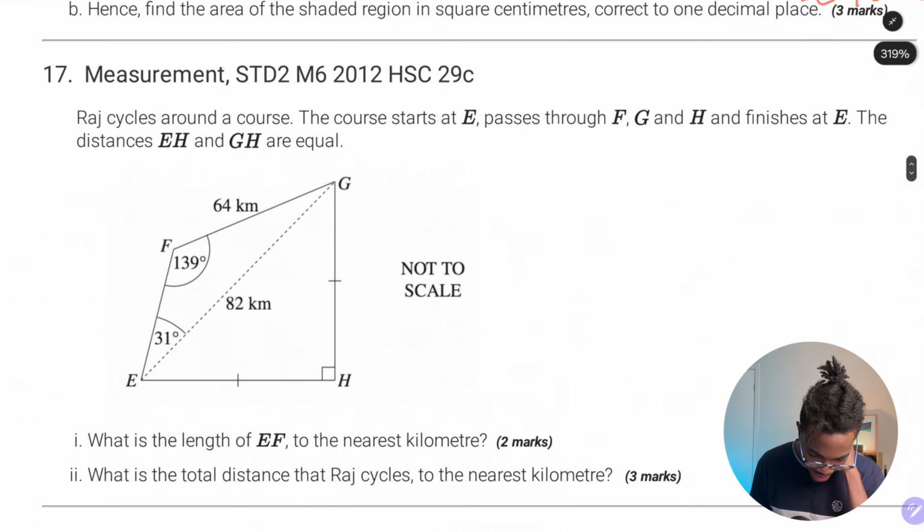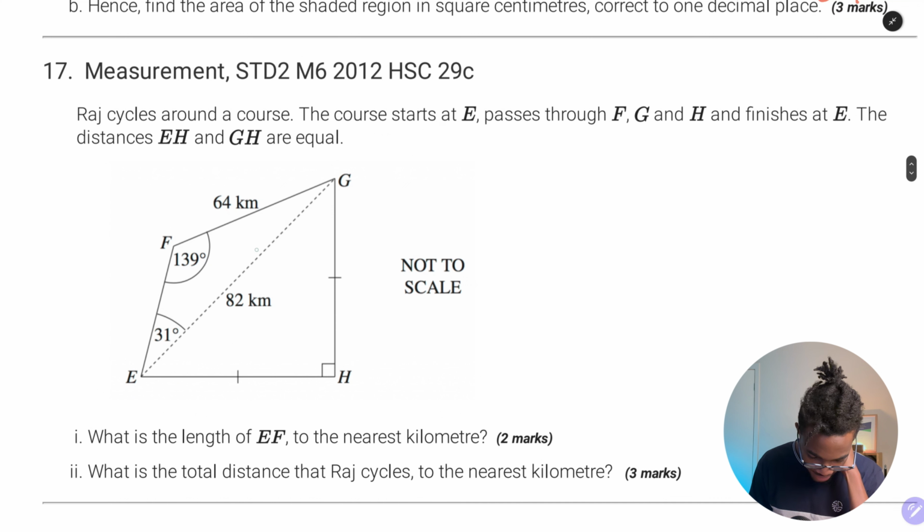Raj cycles around a course. The course starts at E, passes through F, G, and H, and finishes at E.